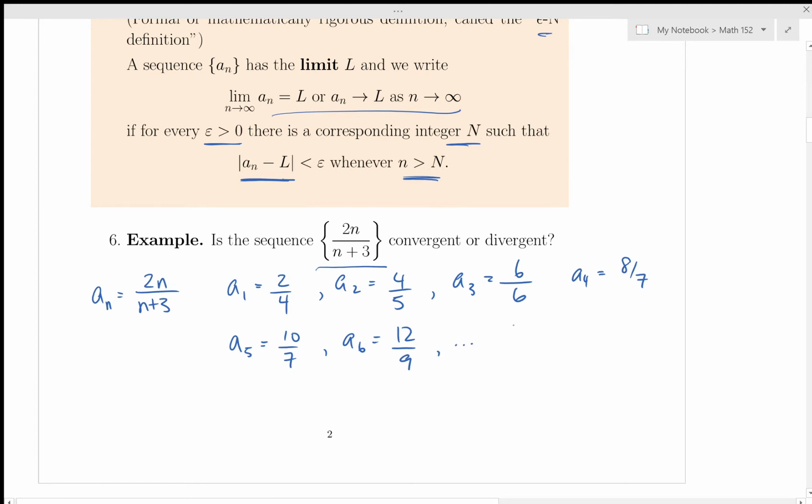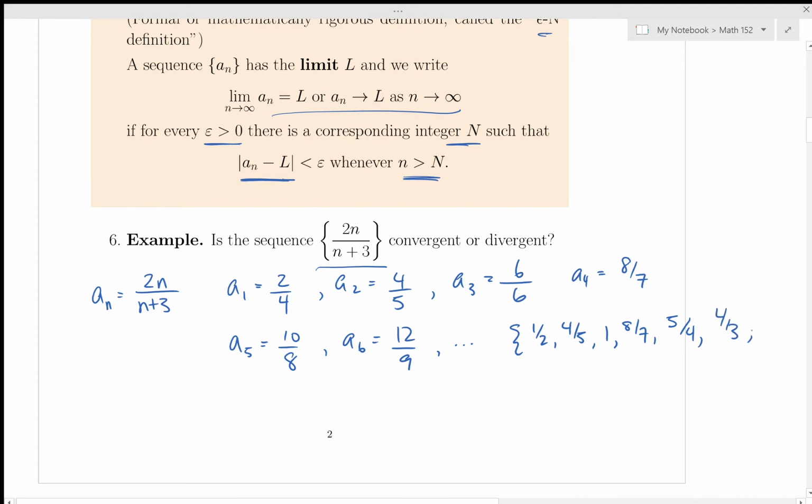Okay, so at least the first few numbers in this sequence look like this: 1/2, 4/5, 1, 8 sevenths, 10 sevenths. Something seems wrong. When 4 plus 3 is 7, 5 plus 3 is 8. Fix that. 4, 5, 6, 7, 8, 9. Okay, that seems better. 10 over 8, which is 5/4. And then 12 over 9, which I could reduce by dividing by 3, 4/3.